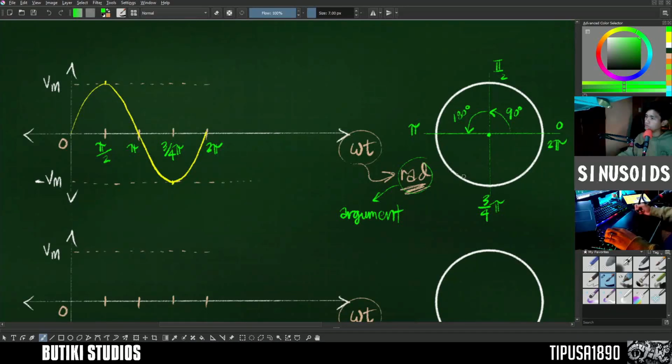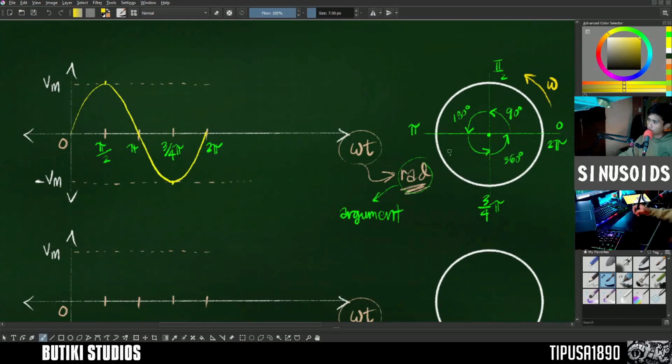It's like we divide it into rotations, then rotate 360. But here we are in radians. So what is radian, di ba? Basically the radian here, or the omega, we call angular frequency or angular velocity. Angular velocity basically is how much it rotates with respect to time.